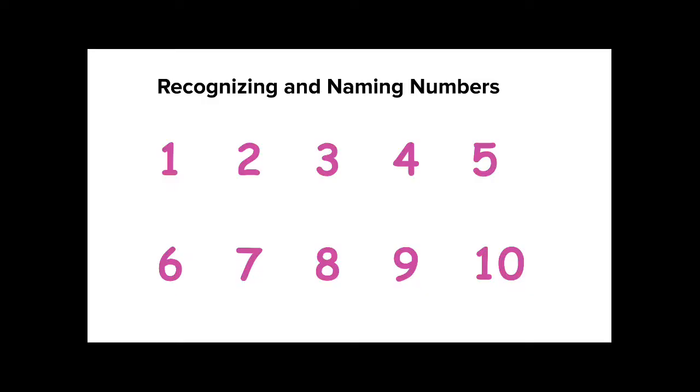The second way of teaching counting is to have them recognize and name numbers. You can show them a series of numbers and ask them to identify the number 3, and then they can correctly point to it. Or if you give them some numbers, you can just ask, what numbers do you see? And they're able to tell you, oh, 1 through 10. So that is recognizing and naming numbers.